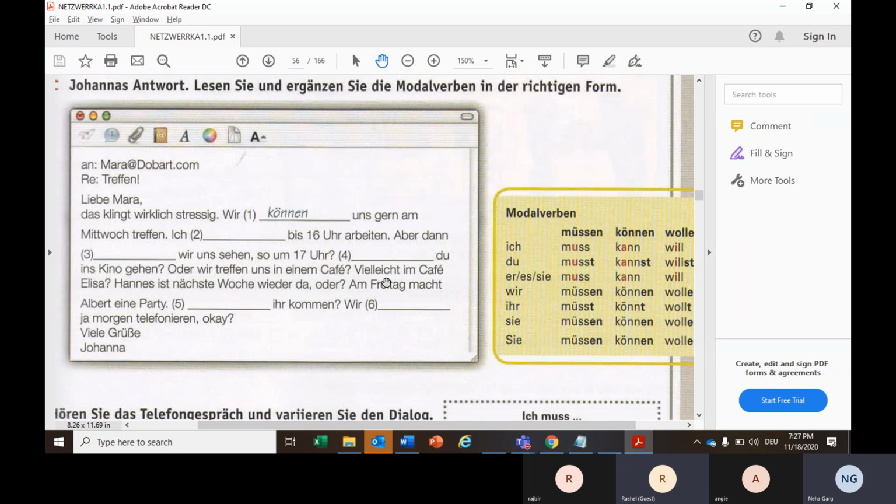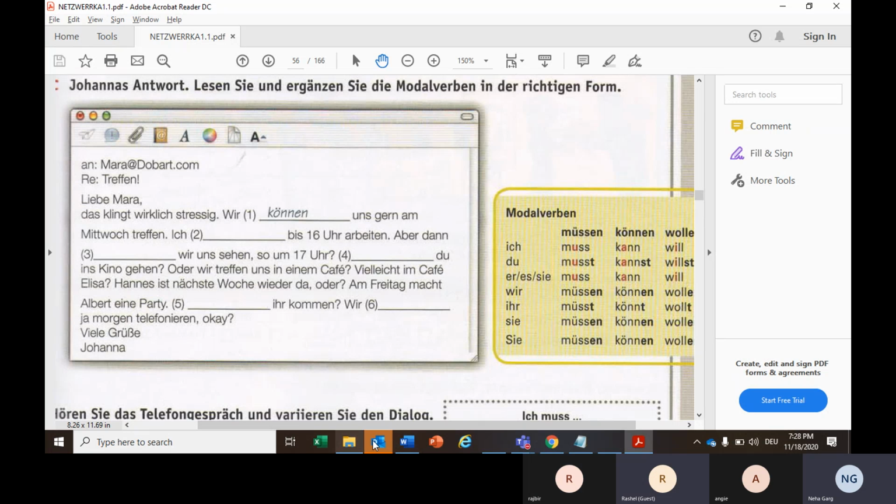Okay. So now, what is she saying? So here she's saying, willst du ins Kino gehen? Do you want to go for a movie? Oder wir treffen uns in einem Café. Or we meet each other in a cafe. Vielleicht means perhaps. Vielleicht im Café Elisa, perhaps in the Café Elisa. Hannes ist nächste Woche wieder da, oder? So Hannes is coming back next week, oder?